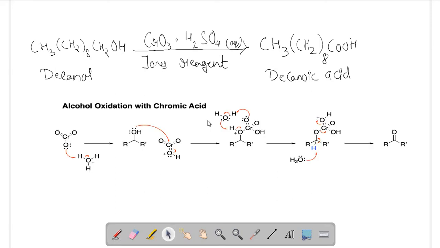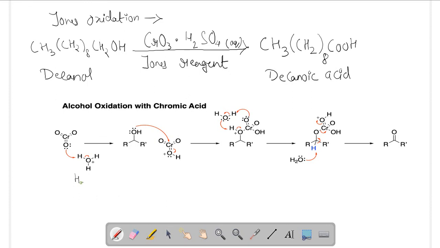Now let's discuss the mechanism of this Jones reaction. This particular reaction is called Jones oxidation. Sorry, not reduction here, Jones oxidation of alcohols. In this Jones oxidation, we are using chromium trioxide in aqueous solution of H2SO4.